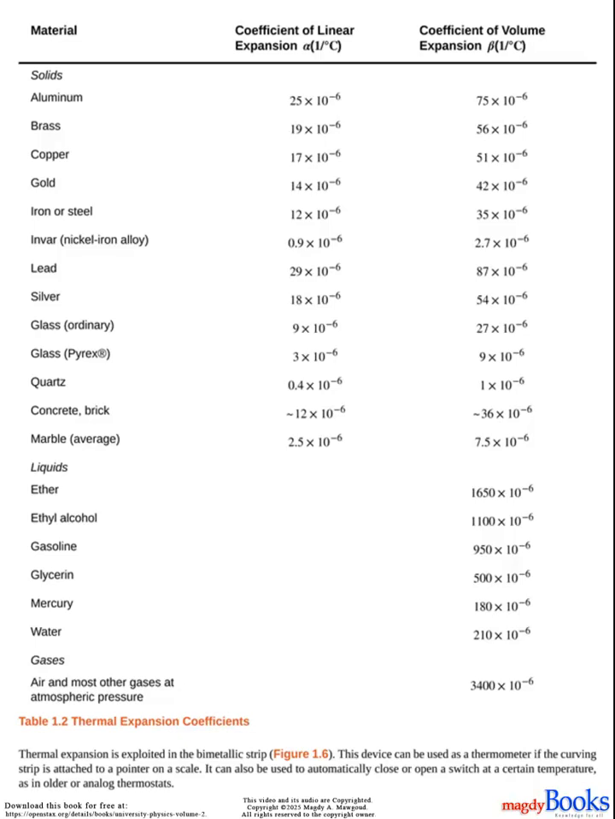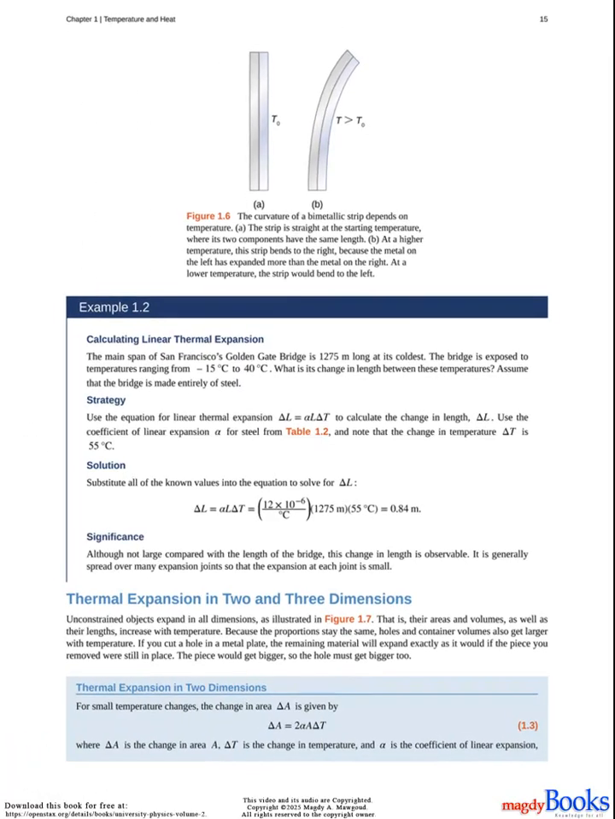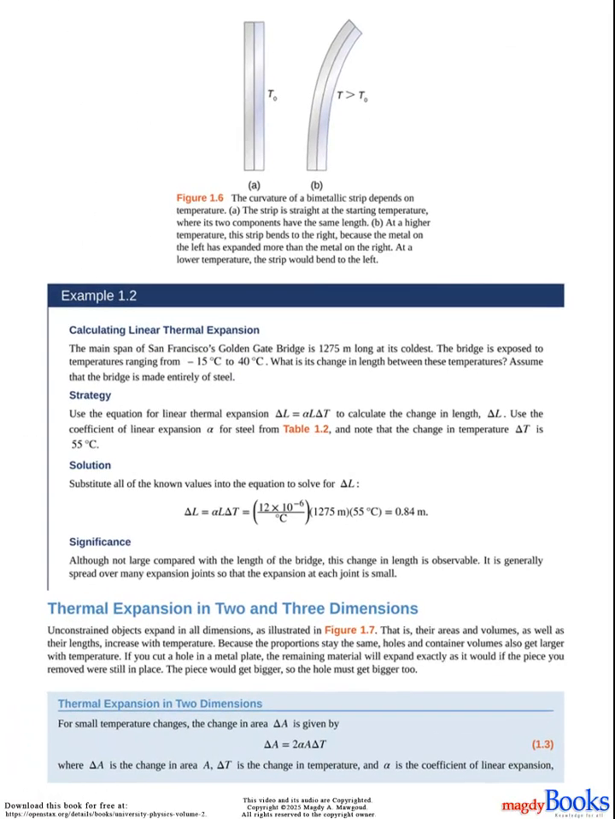Thermal expansion is exploited in the bimetallic strip, Figure 1.6. This device can be used as a thermometer if the curving strip is attached to a pointer on a scale. It can also be used to automatically close or open a switch at a certain temperature, as in older analog thermostats. Figure 1.6.